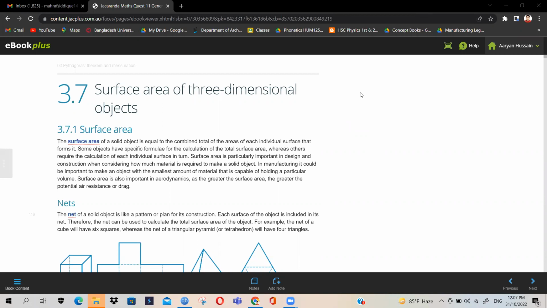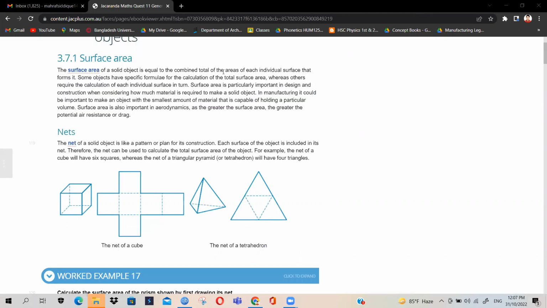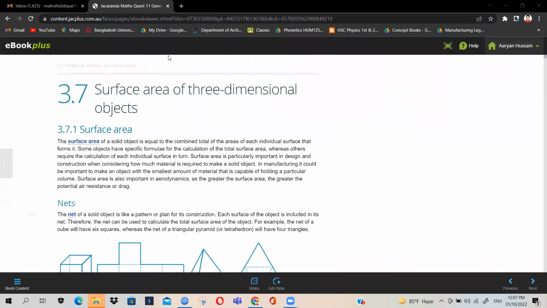So surface area, as you have already seen, we have got ideas about surface areas. Surface area is nothing but the area of a surface. If you have a table, the area of the table would be a surface area. If you have a Rubik's cube, it has six surfaces, and the area of them would be the surface area. But in case of a two-dimensional object, we only have one surface area.